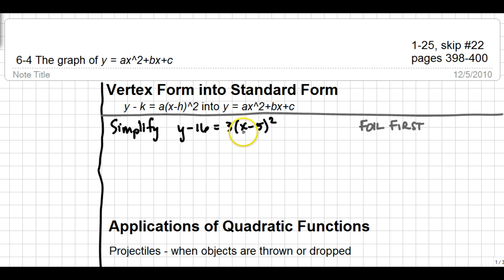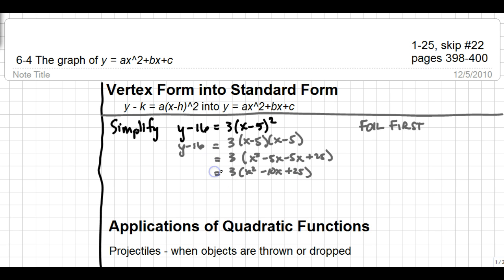So when I do FOIL on x minus 5, that means we're going to do x minus 5 times itself. I'm not going to teach FOIL right now. I'm hoping that students are comfortable doing that. So let's just quickly do FOIL here. The 3 is just going to sit there waiting for us to finish our FOIL. When I do the first, outside, inside, last, I get x squared minus 5x minus another 5x plus 25. When I add like terms there, I get x squared minus 10x plus 25. And hopefully students are getting very fluid at performing that FOIL function.